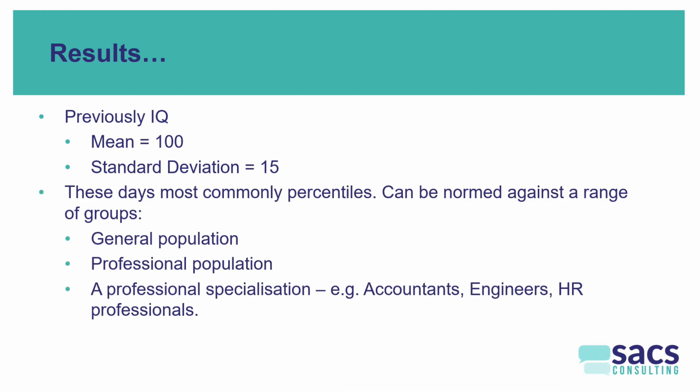Now, not everybody understands that, so we've tended to move to percentiles. A percentile score literally tells you how good the result is in comparison with norm groups like a general population norm group, a professional population, or a professional specialisation, accountants, engineers, HR professionals, let's say. And so once the person's results are compared to those norm groups, what we do is we give you a percentile score. And 50 means exactly population average because that score is better than 50% of anybody who's completed.